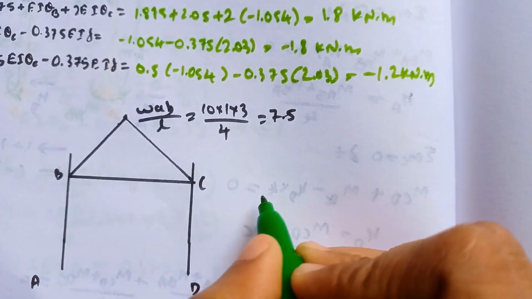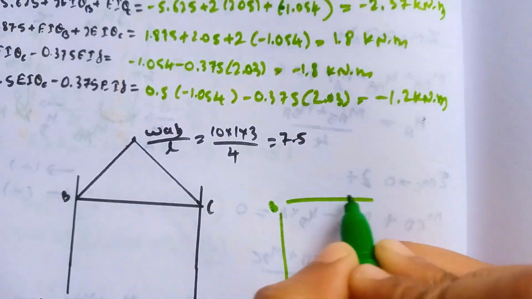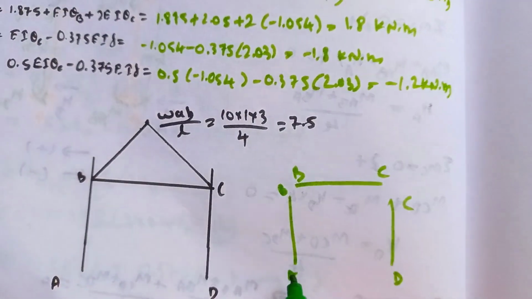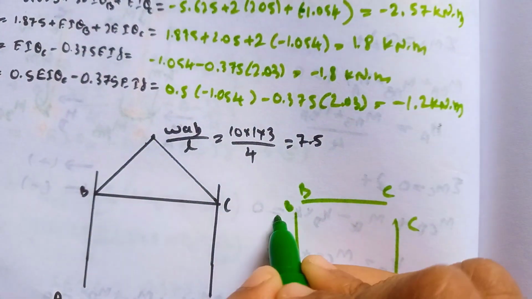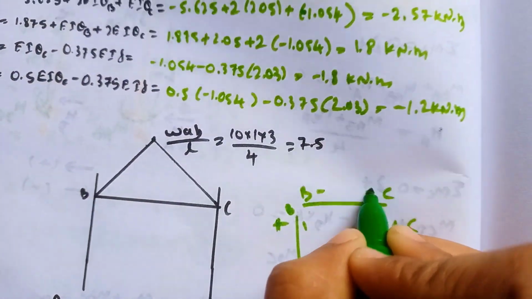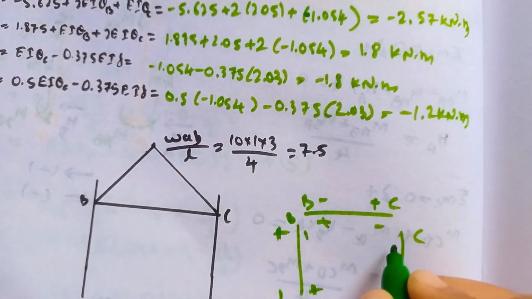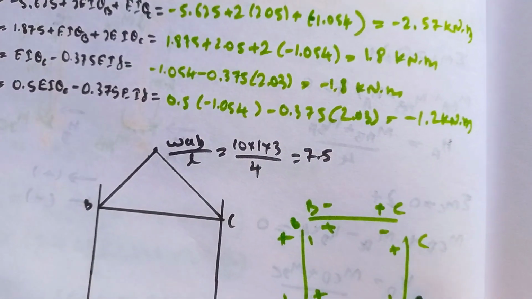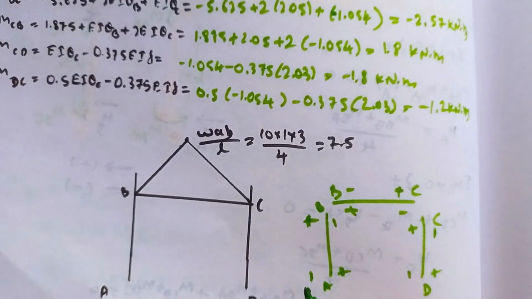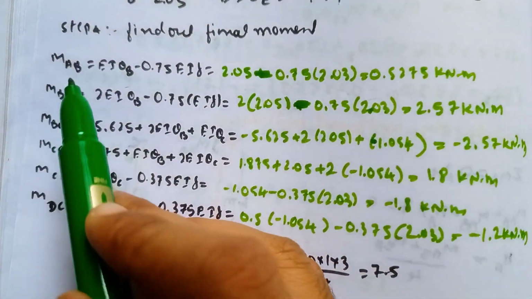So now one more thing. This is point A, B, here also B, C, here also C, D. For AB, here negative, here positive, here positive, here negative, and similarly for the other members. By using these signs we will draw the net bending moment diagram by using the final moments value.